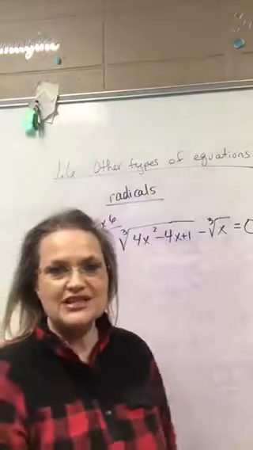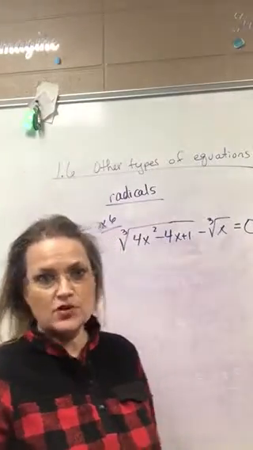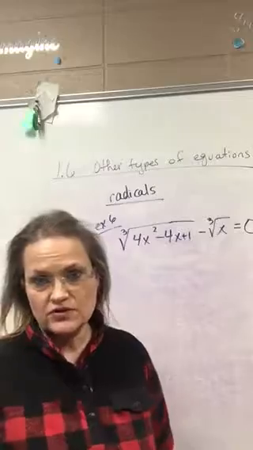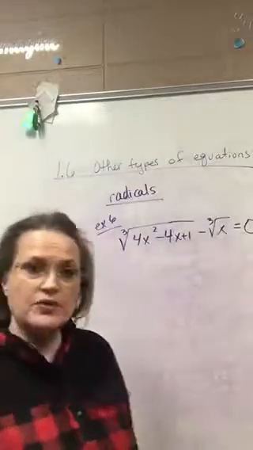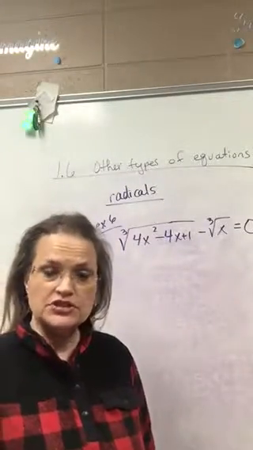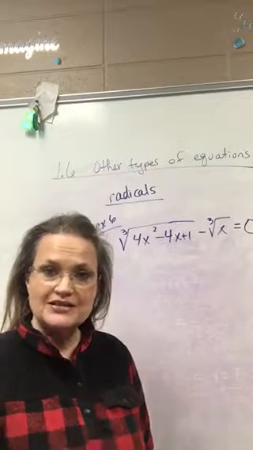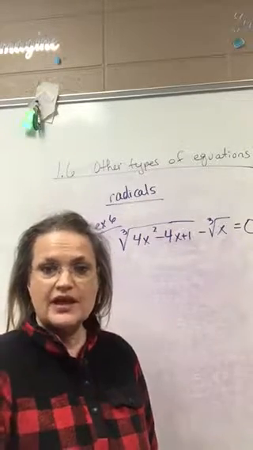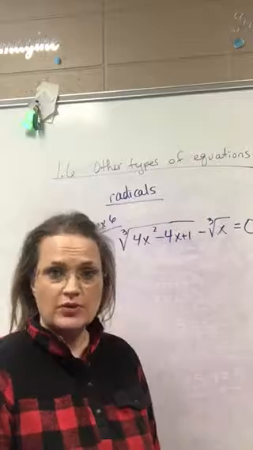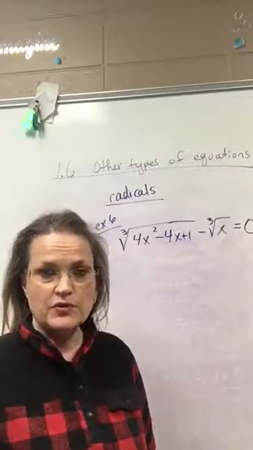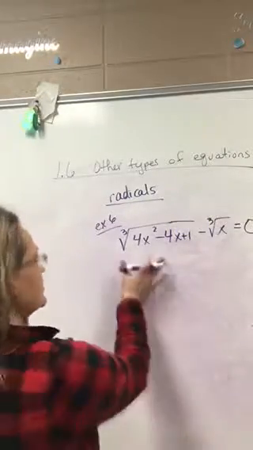All right, so I'm talking about section 1.6, other types of equations, and we're dealing with the radicals at this point. So when you have a radical in your equation, your method is to isolate the radical to one side, and then if it's a square root, you're going to square both sides to move forward. But this example we're going to start with is a cube root.